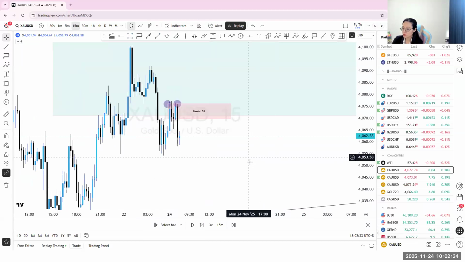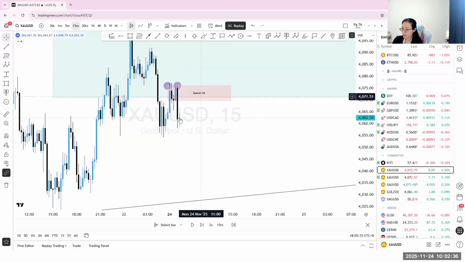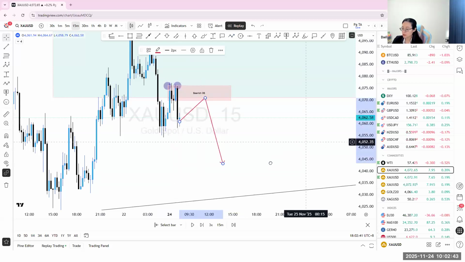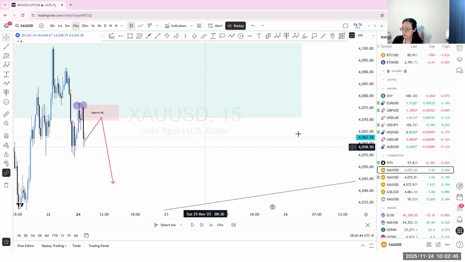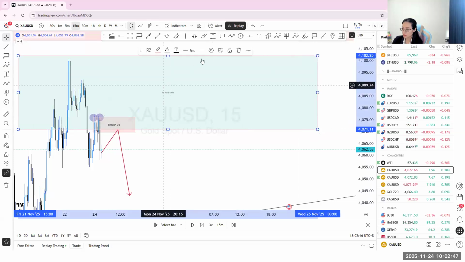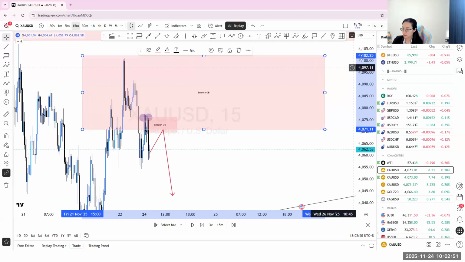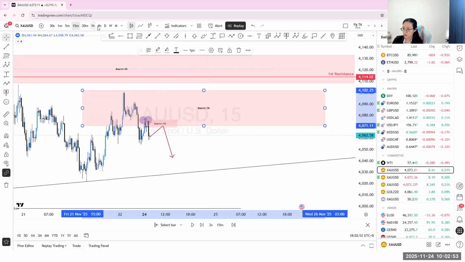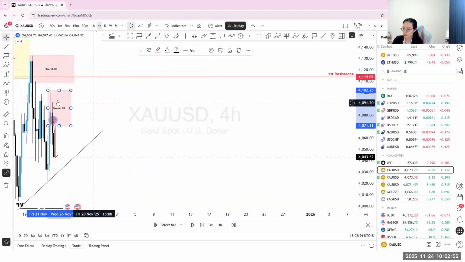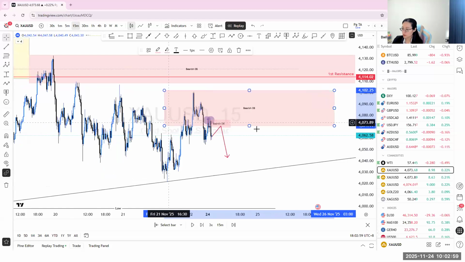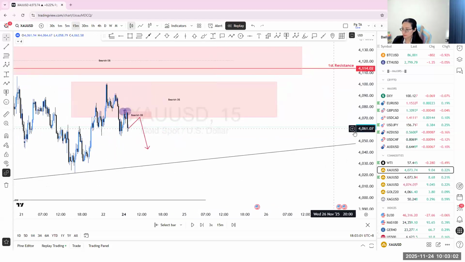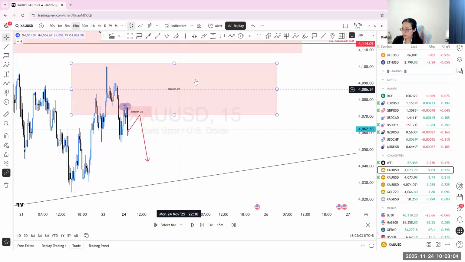So what we need to do is wait for price to pull back, then sell. Why am I going to sell? Because price went into our OB in H4. This is our bearish OB, this bearish OB in H4 today. And then you see we're going to wait for price to go back. This is OB H4.